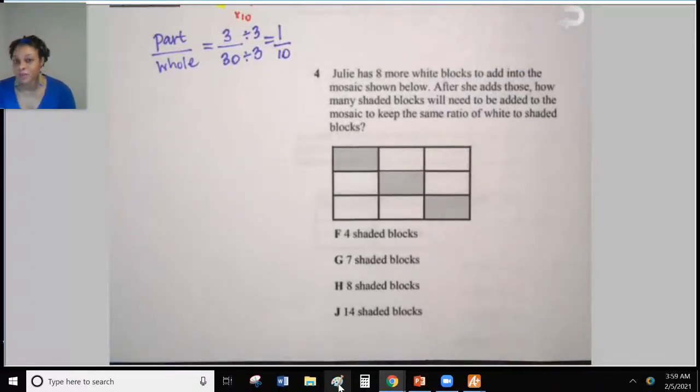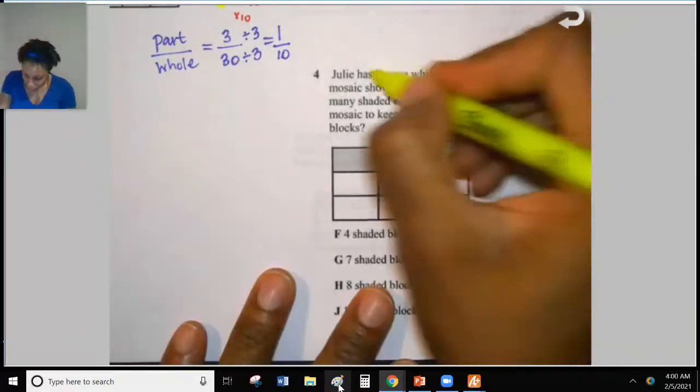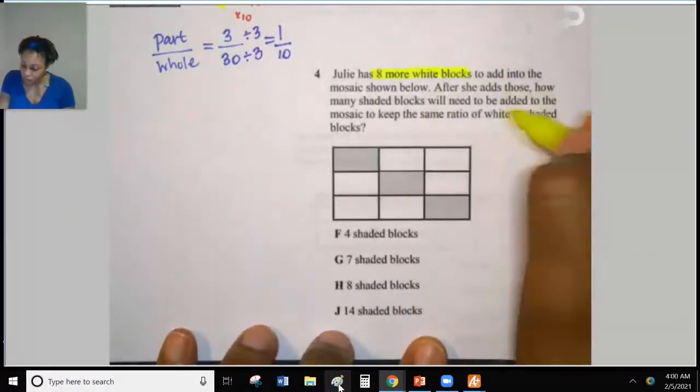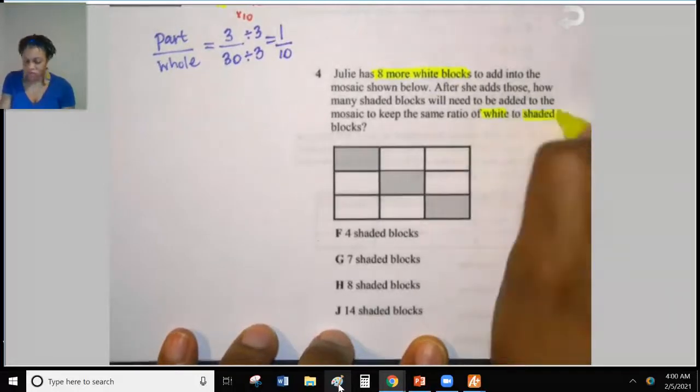Julie has 8 more white blocks to add into the mosaic shown below. After she adds those, how many shaded blocks will need to be added to the mosaic to keep the same ratio of white to shaded blocks? So it says she wants to add 8 more white blocks, okay? And then we want to keep the ratio of white to shaded blocks.